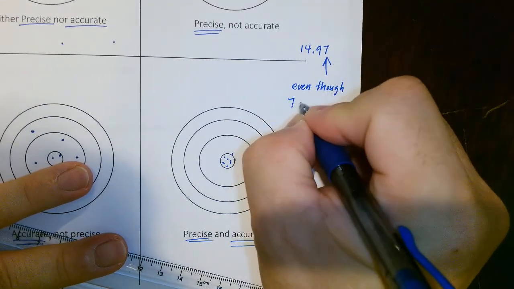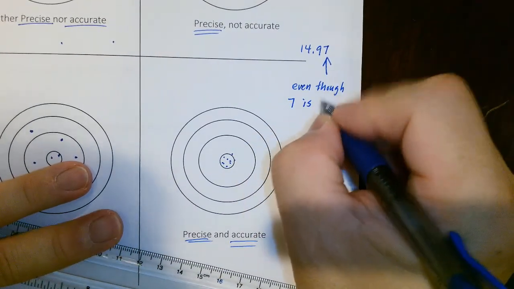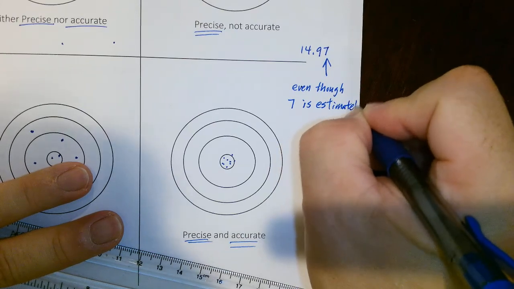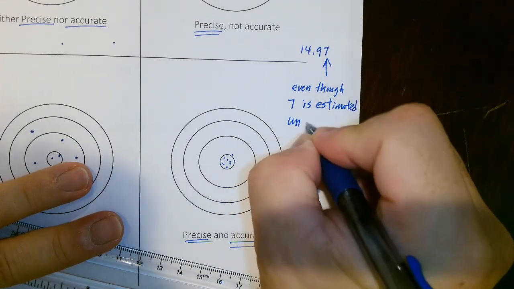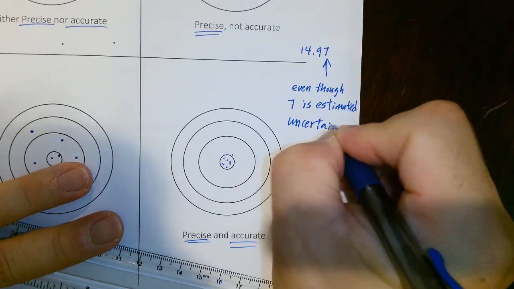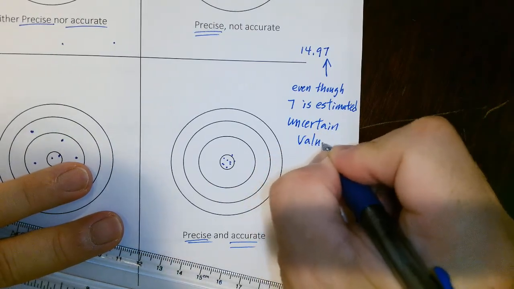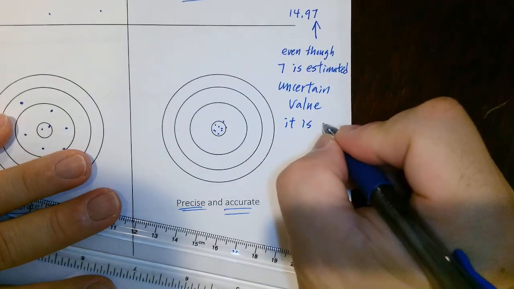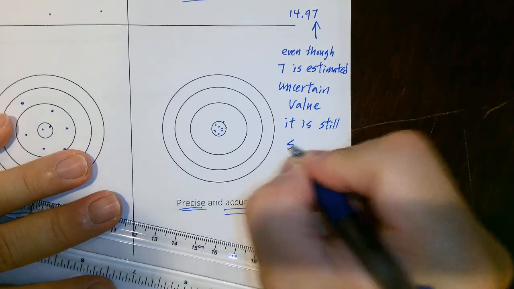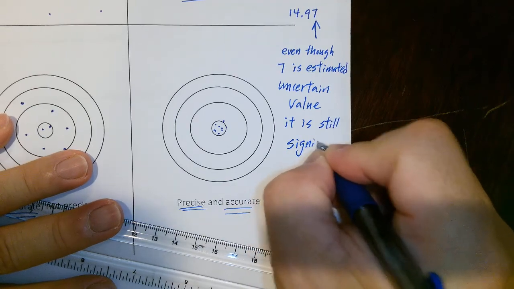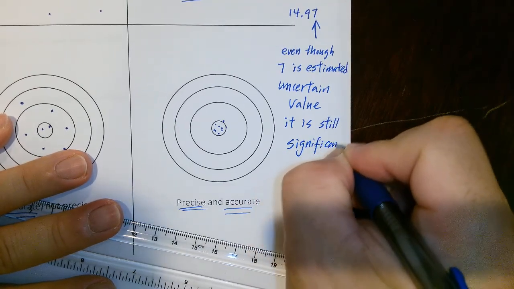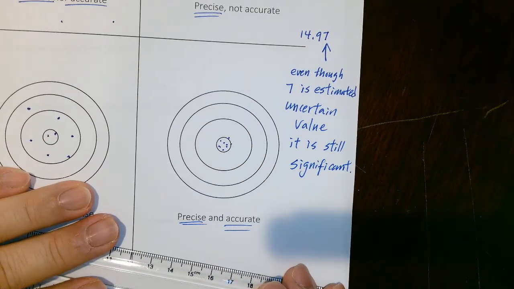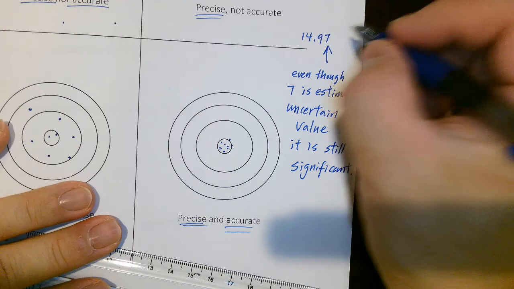Right, 7 is an estimated, uncertain value, it is still significant. Okay, it is still significant. It's very important to understand that.